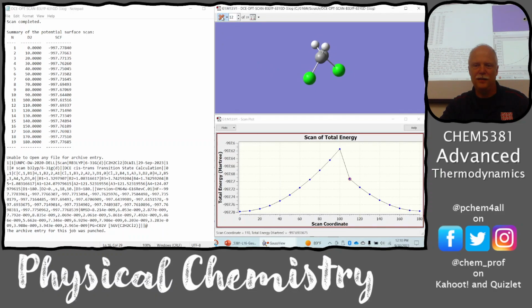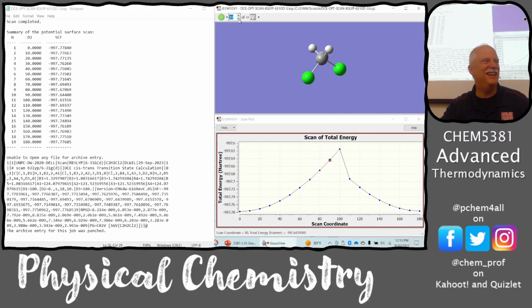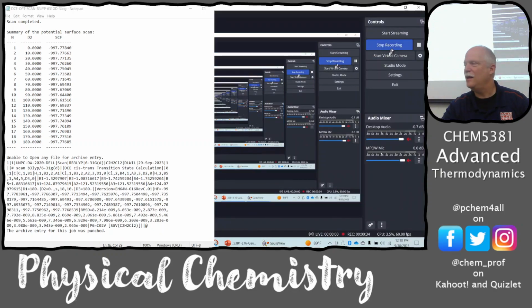You can see that it's going from trans to cis, and then I step through it and look down here. You can see the energy. So right there is the 90 degree, and then it goes up, and then it starts to drop back down. Isn't that fun? I love Gaussian. And you can go backwards and forwards using the little up and down arrows on there.